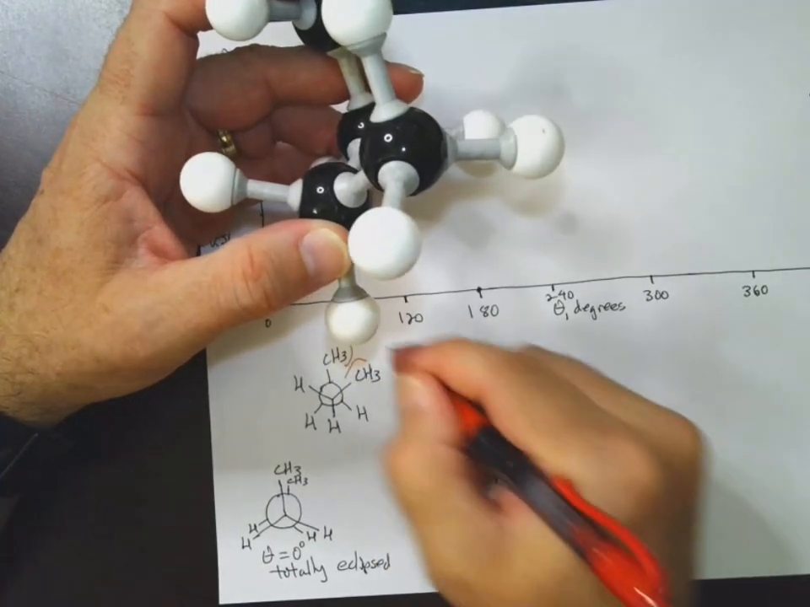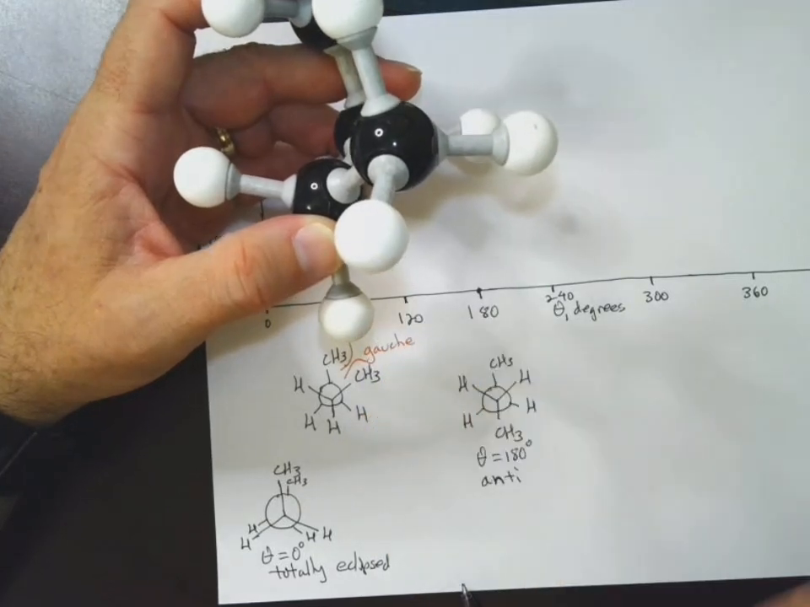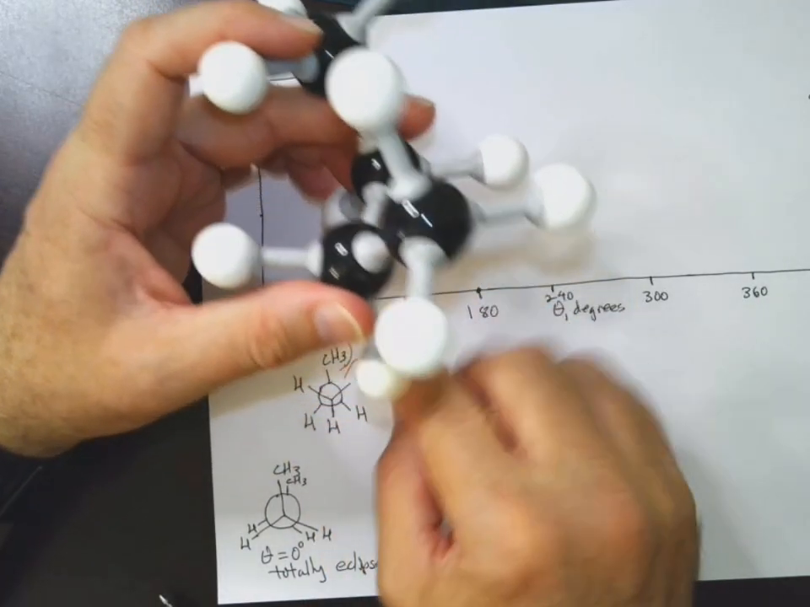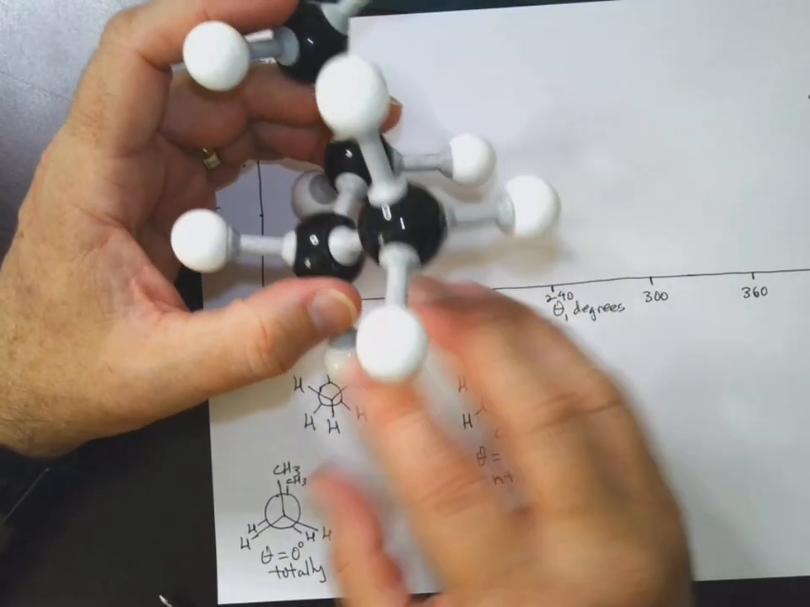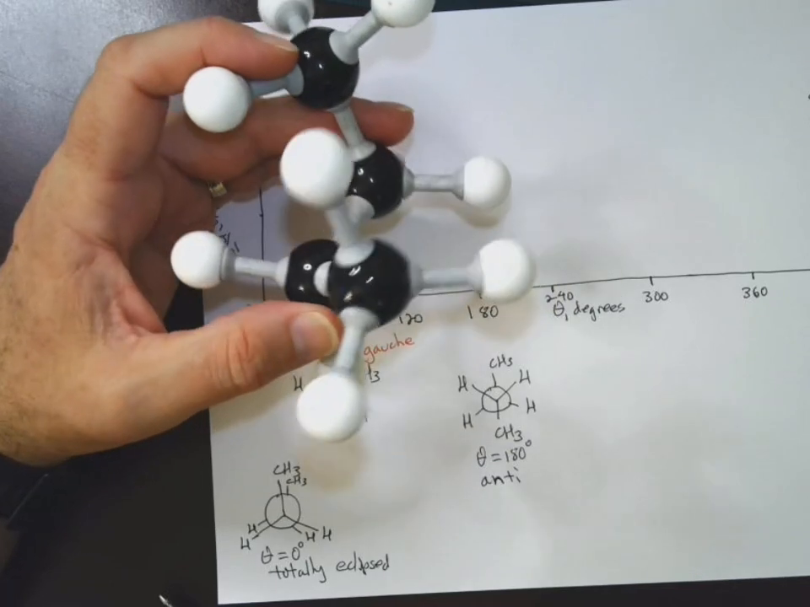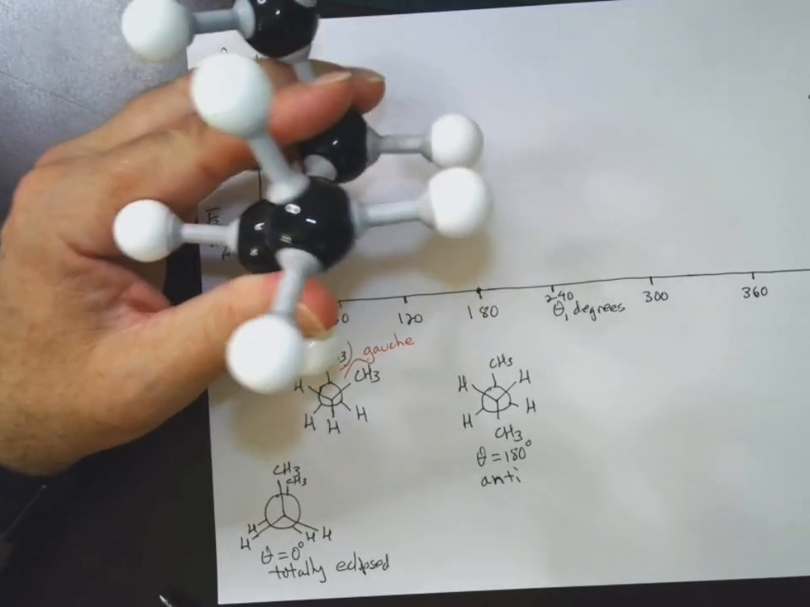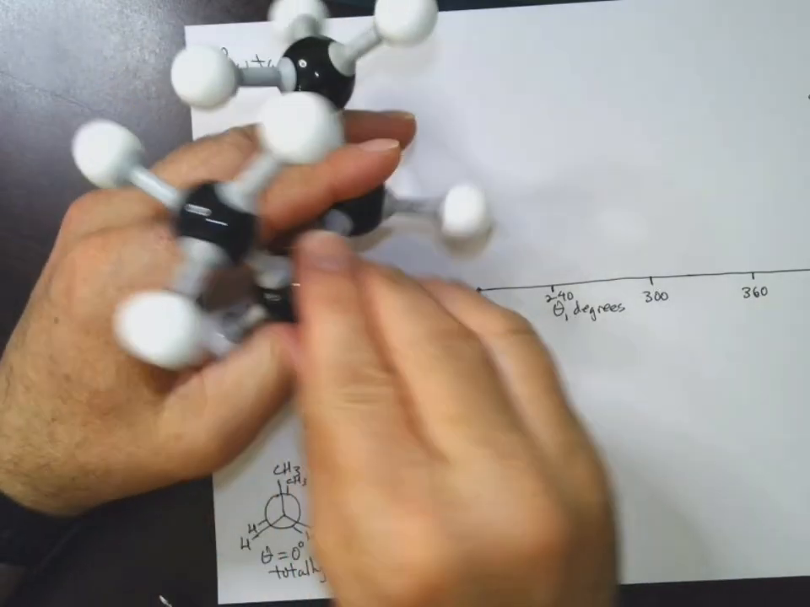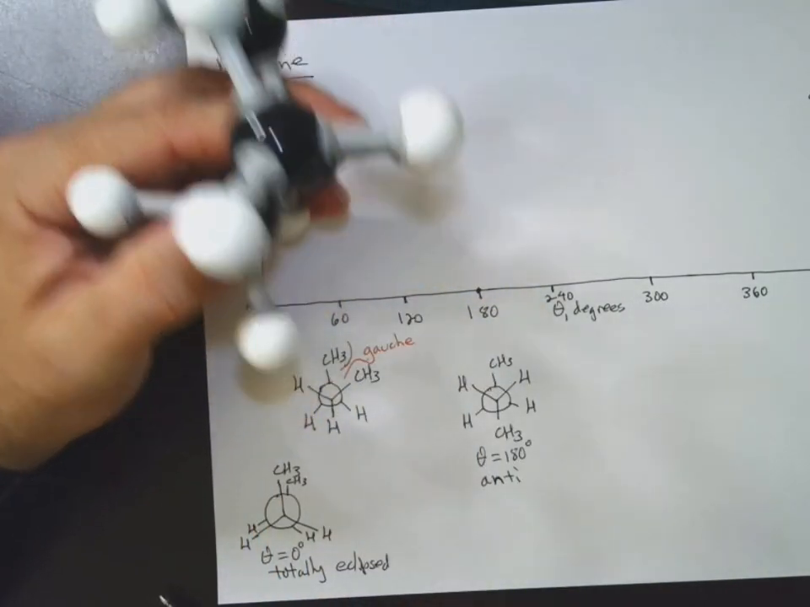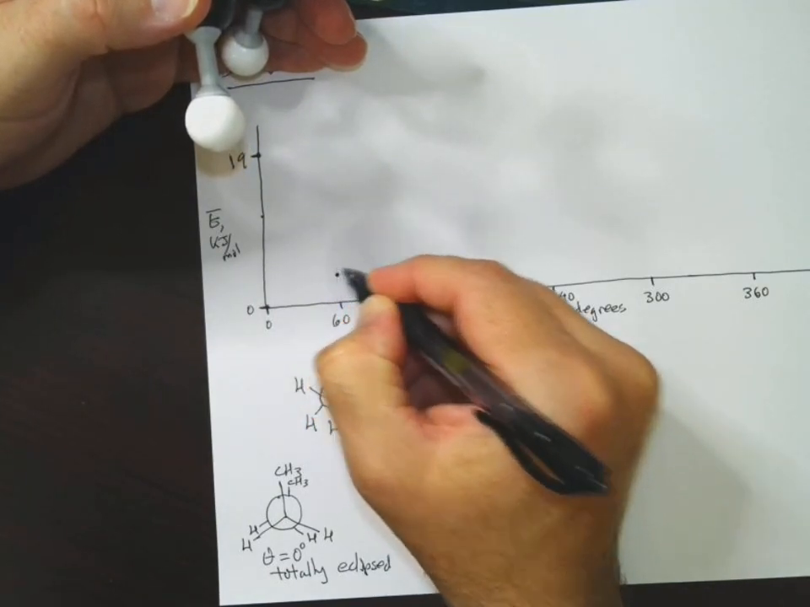The terminology we use for that is gauche, G-A-U-C-H-E. It's a French term, and gauche refers to that repulsion. It's not as big as any of the eclipsed interactions. If I look at my table, I see that gauche, which is just steric strain, is 3.8 kilojoules per mole. The methyl eclipsed was torsional and steric. So if that's 10, then 3.8 is about there.